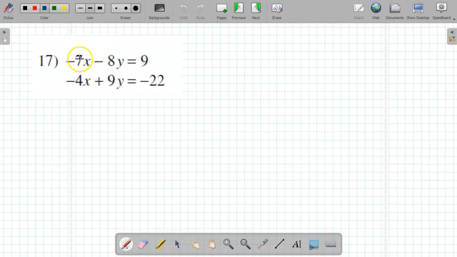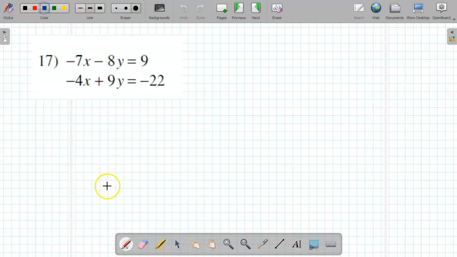Okay. 17 gets into the most difficult type of problem that we're going to have, because for 17 there is no number that I can multiply 7 by that will give me 4. There's no number I can multiply 4 by that will give me 7. I cannot multiply 8 by anything that will give me 9, or 9 by anything that will give me 8. So in this case, I'm going to have to multiply both equations. It really does not matter which variable you decide to get rid of in this situation. There's not really one that's easier than the other. I think I will probably start with this one right here, with getting rid of the x's.